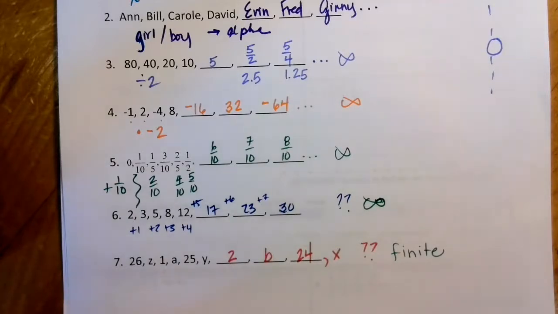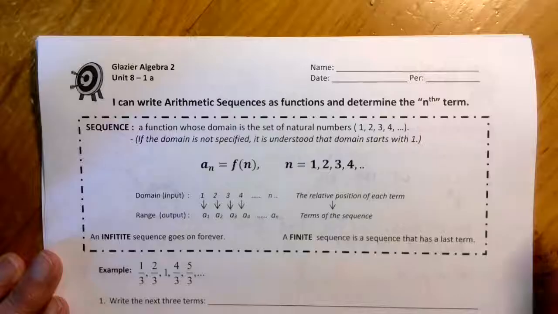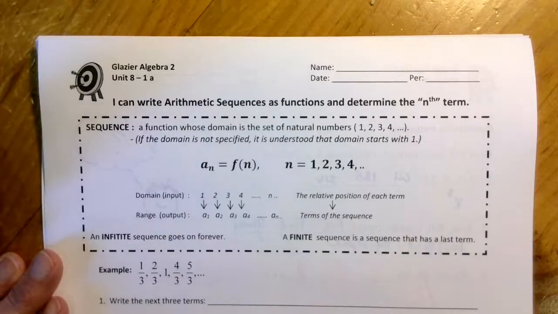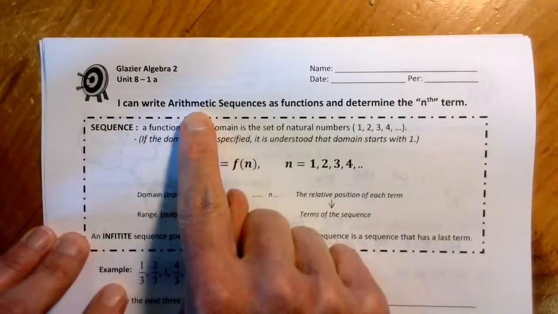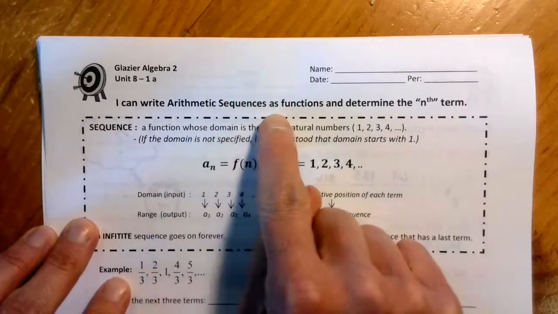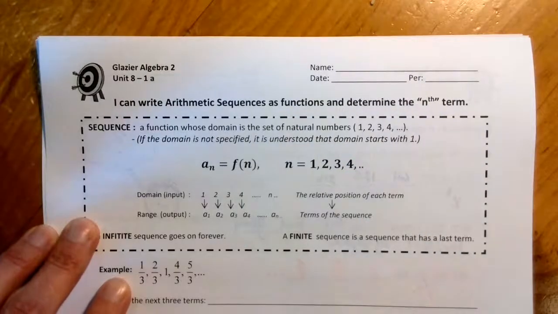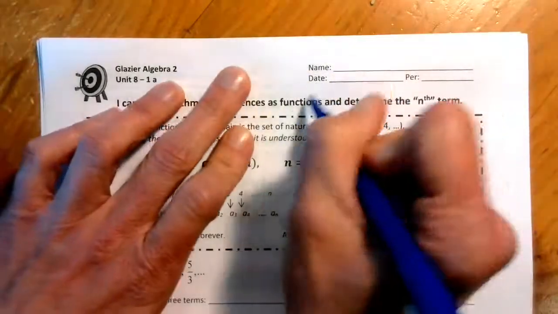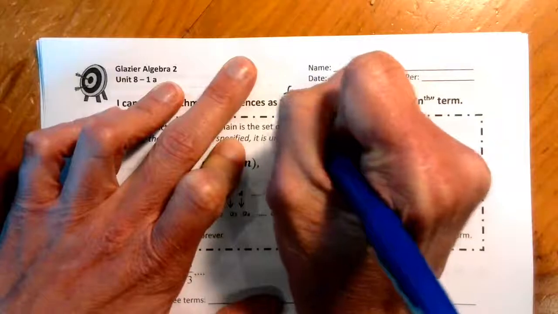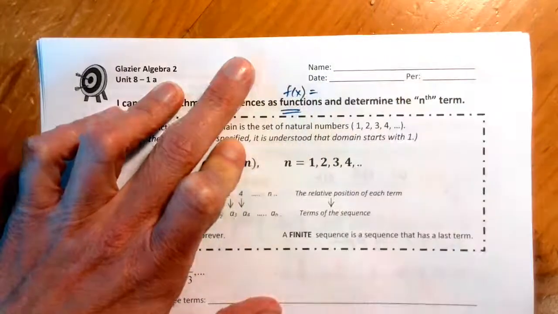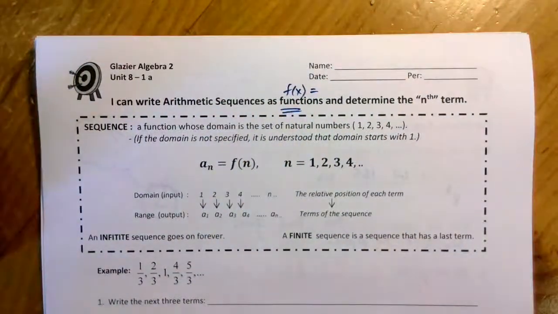All right, let's get down and dirty with these notes. All right, so here's what we talked about in class. We're going to start talking about these arithmetic sequences. We're going to write them as functions. And remember, anytime that we write something as a function, that's kind of that f of x idea, where we can determine some kind of rule.